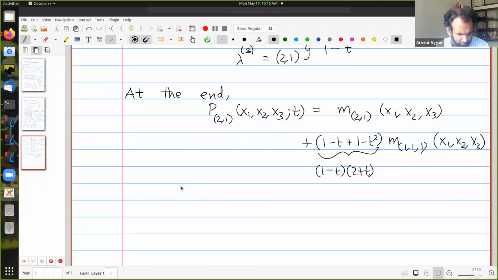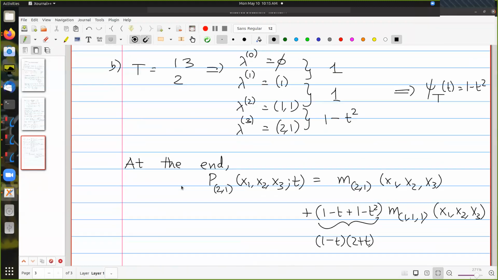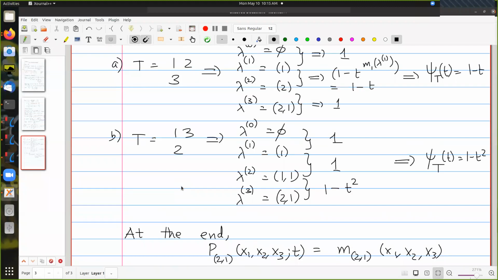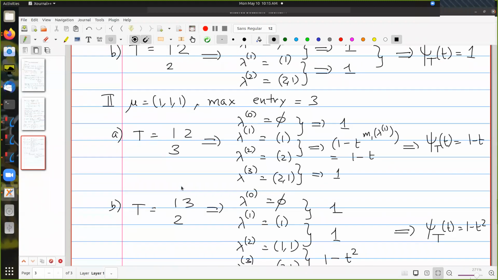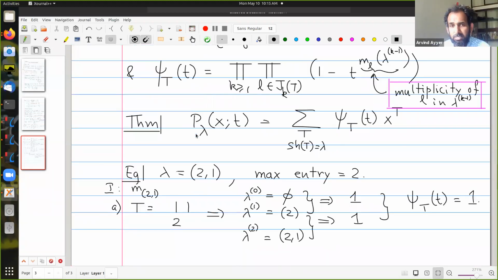So you're writing the P in terms of the M's, and of course the coefficients are integer polynomials of T. Right. So how does this relate to the theorem above? So this is what the theorem is saying. The X to the T's are the monomial things. You are regrouping them. So the claim is that this is a symmetric function, which is already non-trivial.